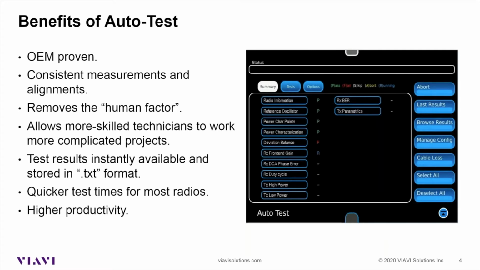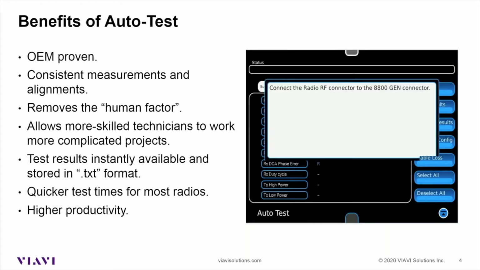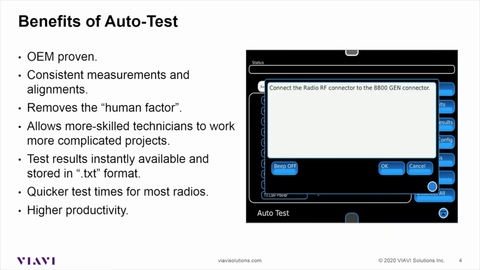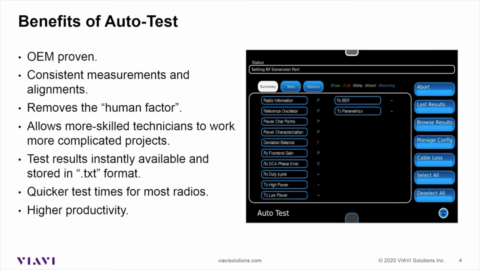Higher productivity and quicker test times. Yeah, so when we go through and we run these tests on the 8800SX and the 3920B, it varies from radio to radio, of course, but a typical time might be 10 or 15 minutes for us to go through a complete test and alignment of a radio.